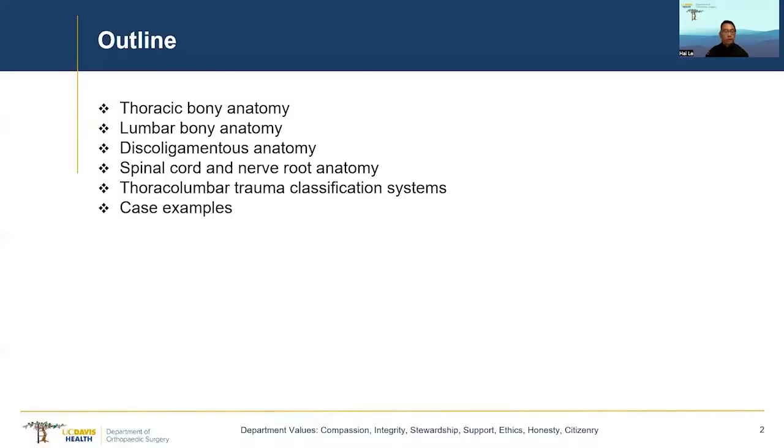Here's the outline for today's talk. We'll review the thoracic and lumbar bony anatomy, and then go over the discoligamentous structure of the thoracolumbar spine, and then talk about the spinal cord and nerve root anatomy. We'll also review some of the most commonly used classifications for thoracolumbar spine trauma, and then end the day with some case examples for us to review together.